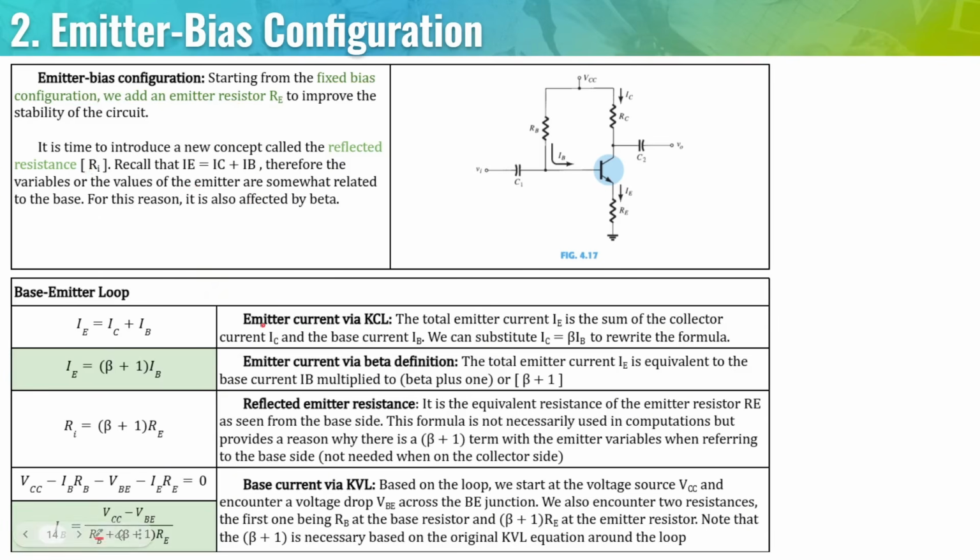Recall that the current across the emitter is equal to the current across the collector plus the current across the base, because they're both going in this direction. That's where we get IE is equal to IC plus IB. However, IC is equal to beta IB. So if we substitute, beta IB plus IB is equal to IE. There is a repeated appearance of IB, so beta IB plus IB can be factored into beta plus 1 times IB.